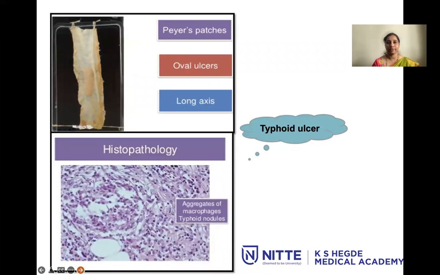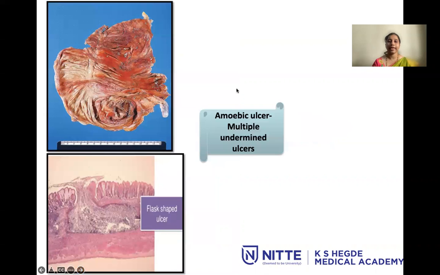Whereas typhoid ulcers are usually oval. They are seen along the long axis of the bowel. And on histopathology, you can see aggregates of macrophages giving rise to nodules called typhoid nodules. Next infective cause for ulcers is amoebic ulcer. Amoebic ulcers are usually multiple and they are undermined ulcers. And on histopathology, the typical morphology is flask-shaped ulcer. As you can see here, it is a flask-shaped ulcer with broad base and narrow neck.